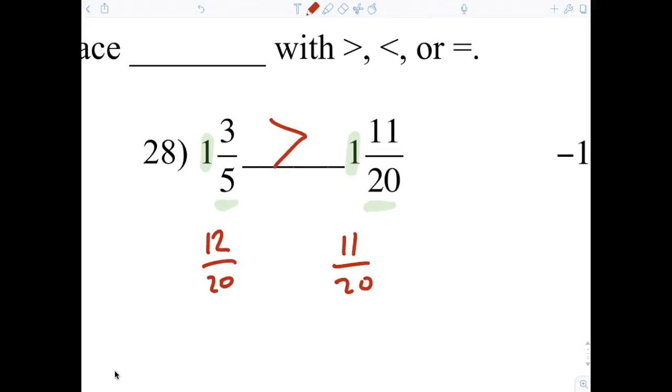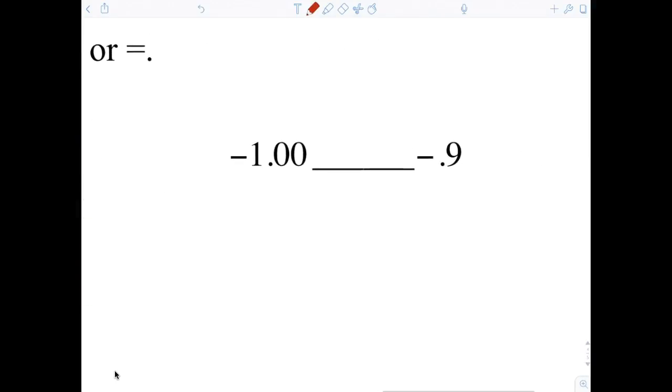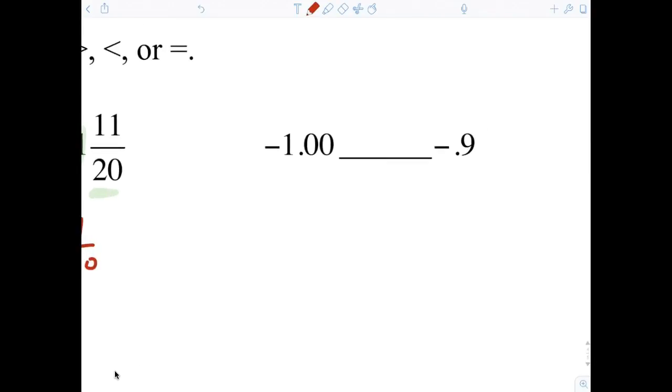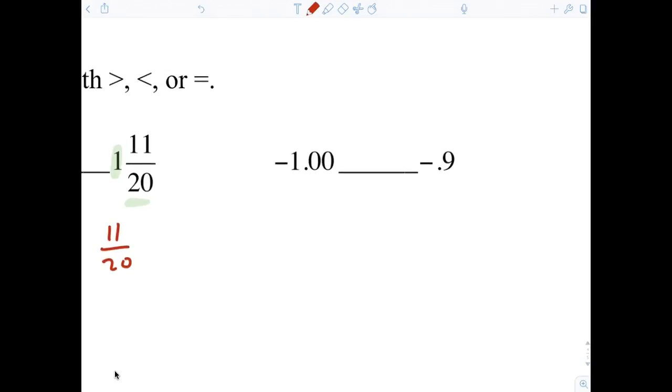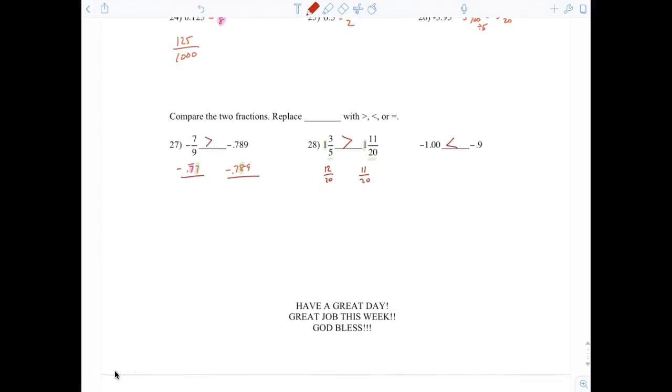All right. Let's take a look at the next one. -1 is less than, exactly. The more negative, the smaller you are. All right, I'm pretty happy with that. And that looks like it, guys.